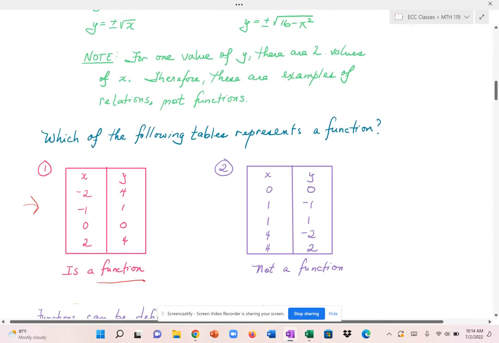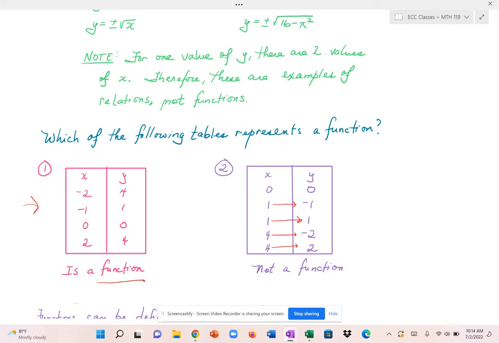But number 2 is not a function because when x is 1, y is negative 1. But when x is 1, y is also positive 1. And the same thing occurs here. When x is 4, y is negative 2, and when x is 4, y is also positive 2. So because I have more than one answer for y for one value of x, this would be considered not a function. It is called just a relation.